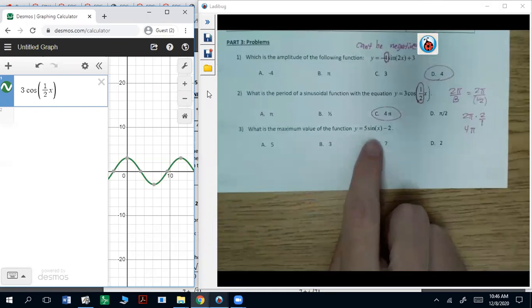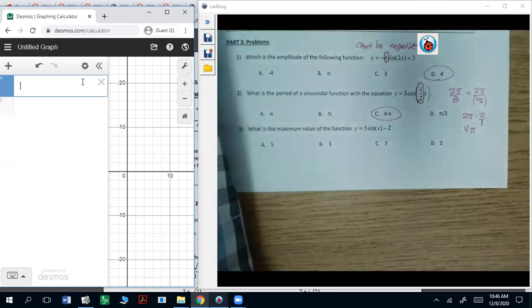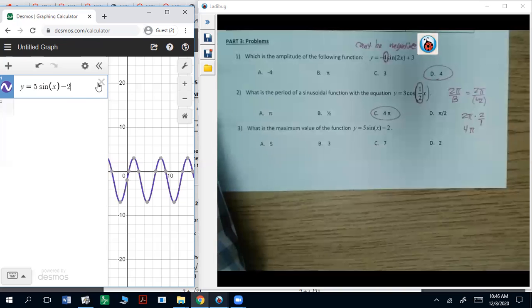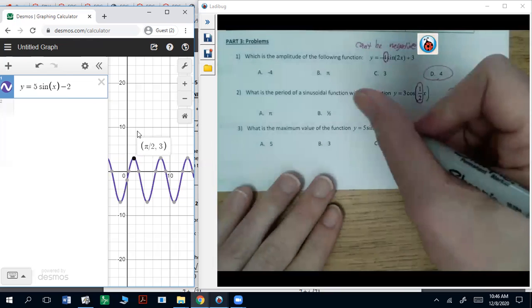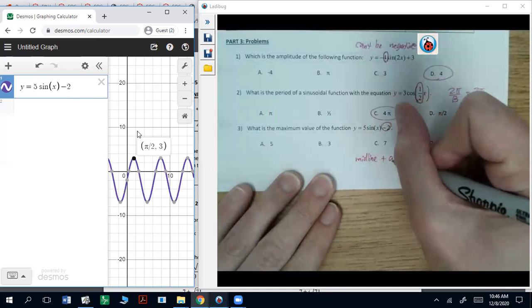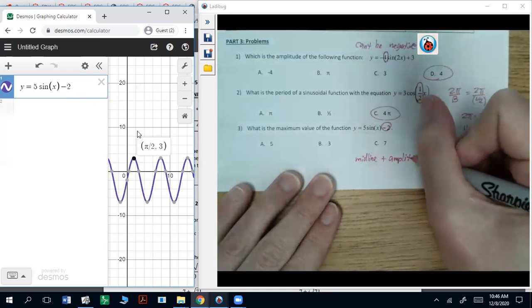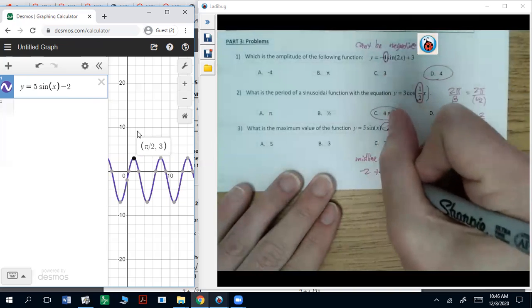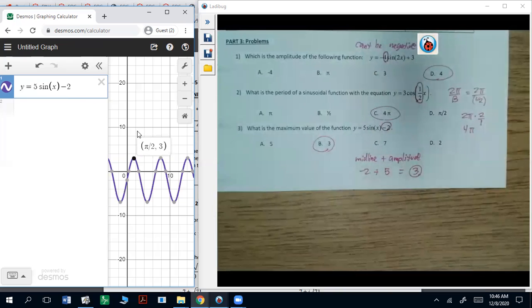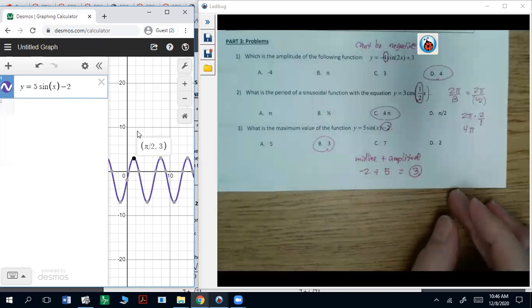And we can do that with this one too. We can find our maximum value by graphing the function. So we can say y equals 5 sine x minus 2. And our maximum value is 3. We can get that by taking your midline and adding your amplitude. So that's going to be -2 plus 5, which is 3. So you can get your maximum value from a graph, or you can do midline plus amplitude.